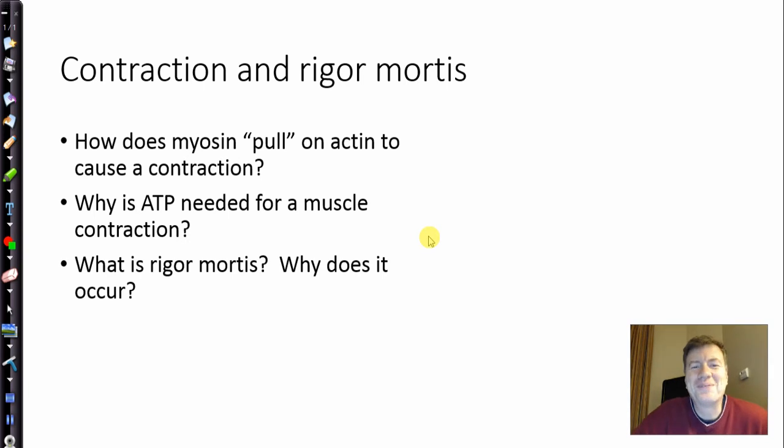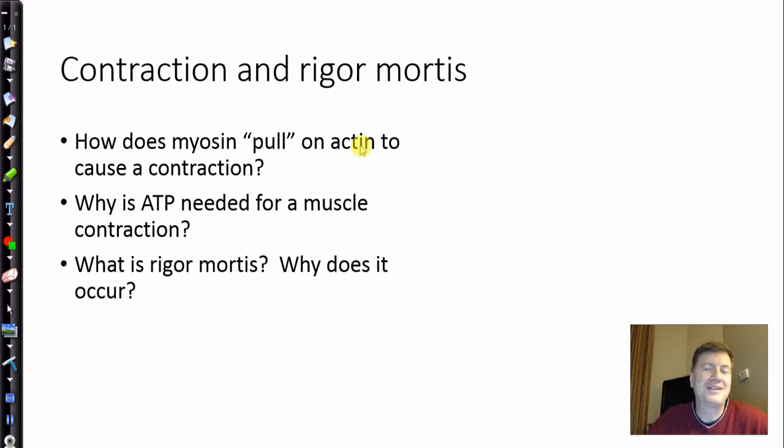Okay, and here we go. We're going to look at a pretty important topic for people who work in the medical field, and that's dealing with rigor mortis. What happens with rigor mortis? What happens following death to muscles? If you've not seen it before, it can be a little scary to understand and to explain to people. But we'll look at what happens during a contraction cycle and rigor mortis in this video.